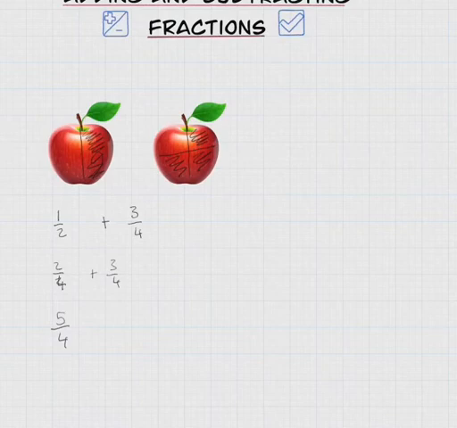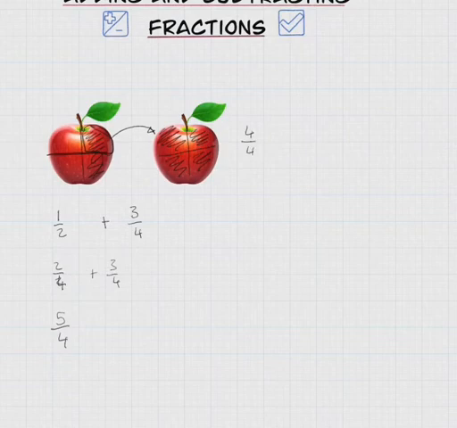Well, it's actually quite simple. If I look up at my picture here, I have 3/4 and I have two quarters. If I take this quarter, this top right quarter of my first apple, and I carry it across to here, that gives me four quarters, or one whole. And I get left with this quarter here. So I have four quarters plus one quarter is one and a quarter. Five quarters is equal to one and a quarter.